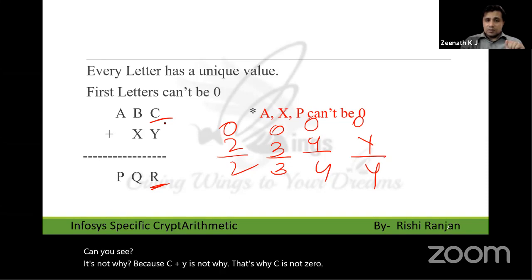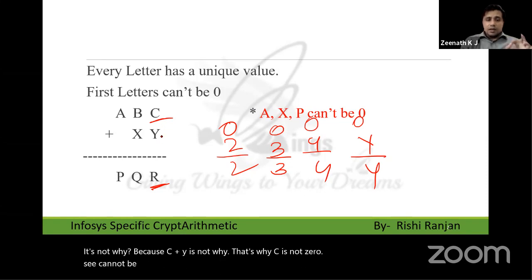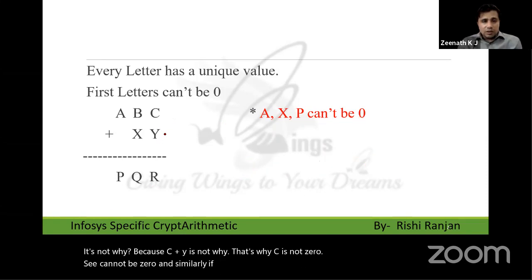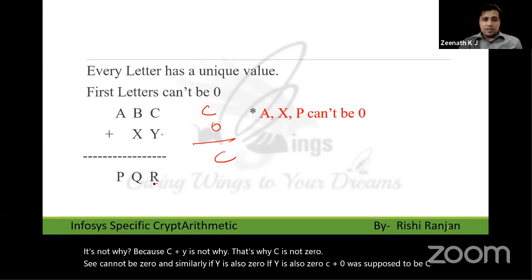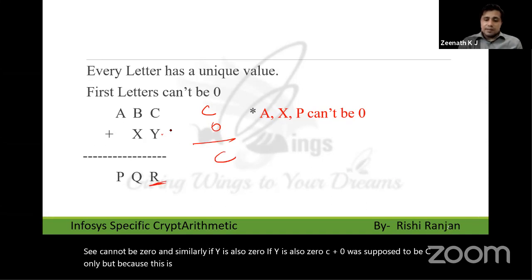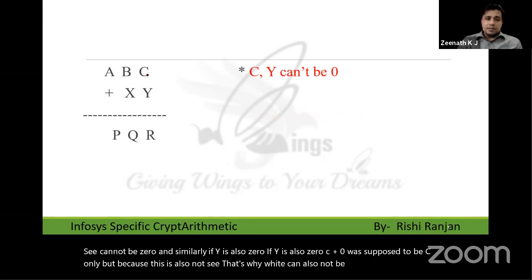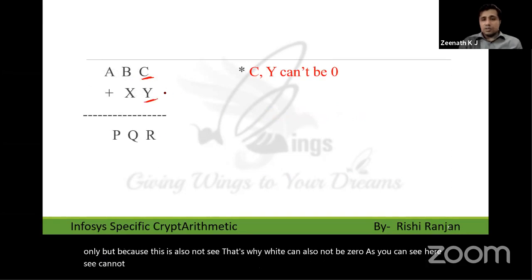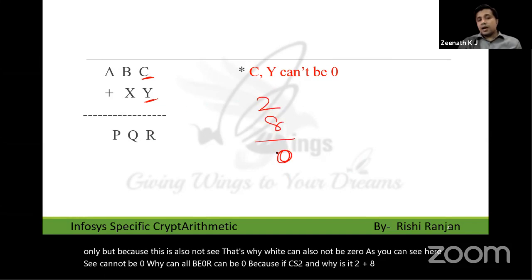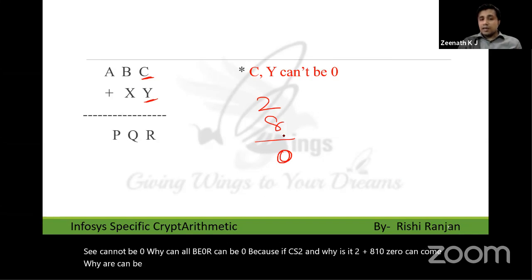C cannot be zero. And similarly, if Y is also zero, C plus zero was supposed to be C only. But because this is also not C, that's why Y can also not be zero. As you can see here, C cannot be zero, Y cannot be zero. R can be zero, because if C is 2 and Y is 8, 2 plus 8 is 10, so 0 can come. R can be 0, but C and Y cannot be 0.